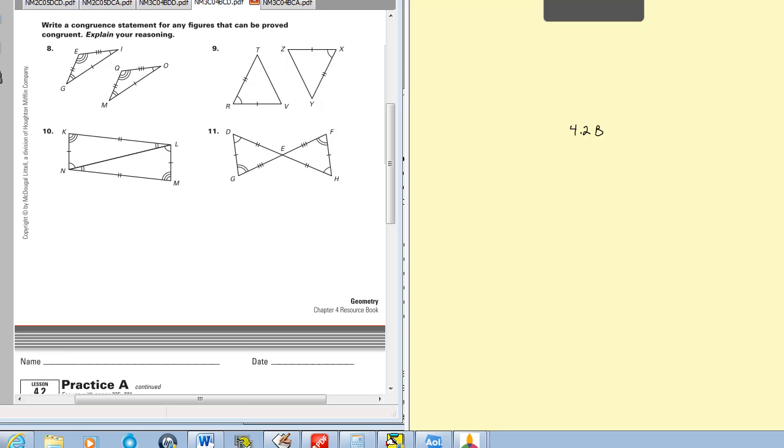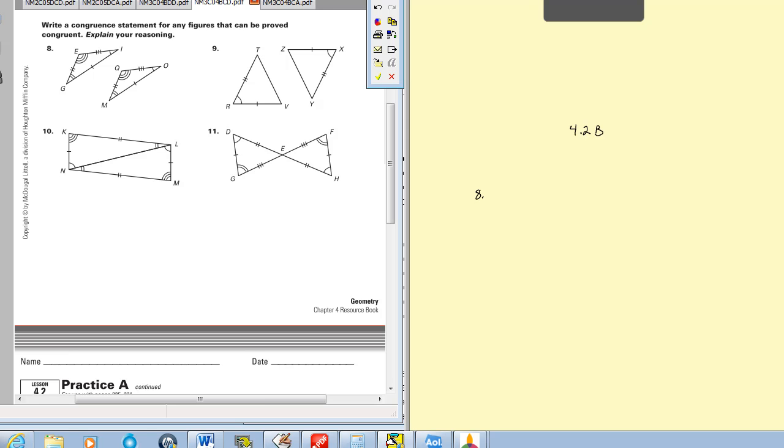Right, this is 4.2b. We're going to continue to talk about applying congruence to triangles. Number 8 says, write a congruence statement for any figures that can be proved congruent. Explain your reasoning. We're going to learn many ways to prove triangles congruent, but the way you know right now is that all the sides and all the angles have to be equal. Let's see if that happens on 8.